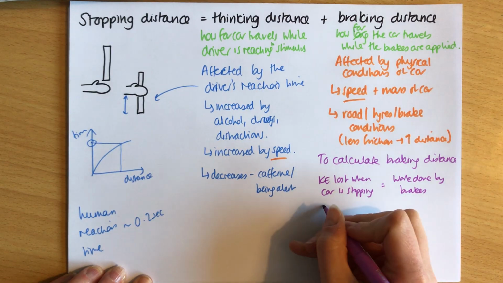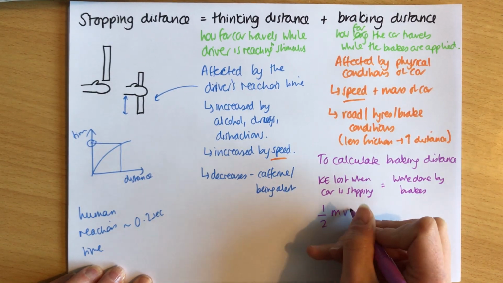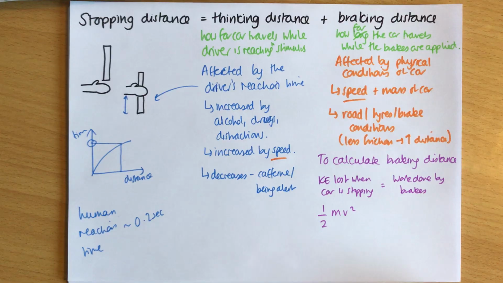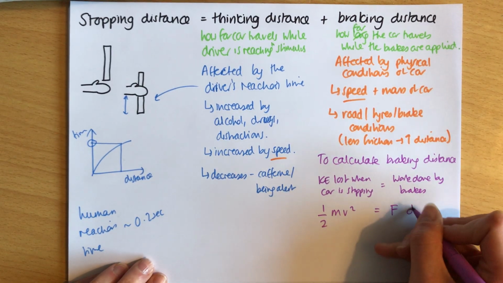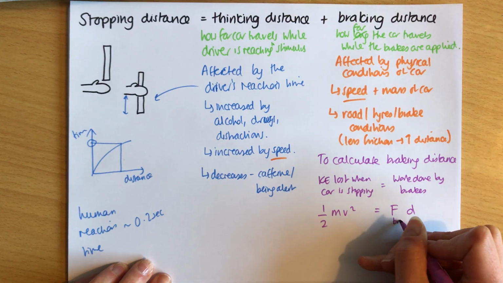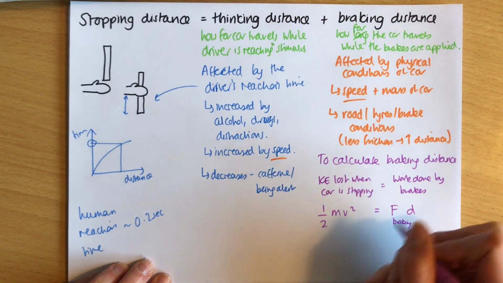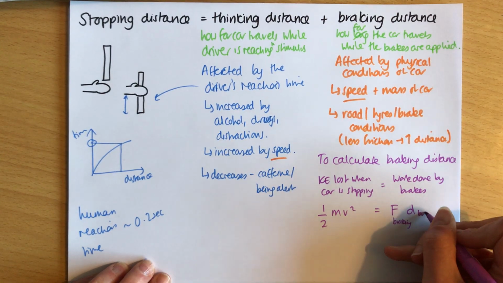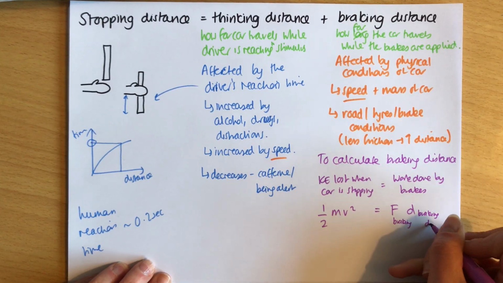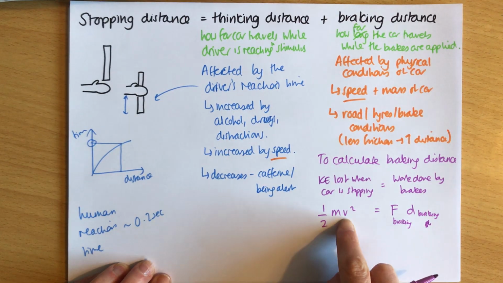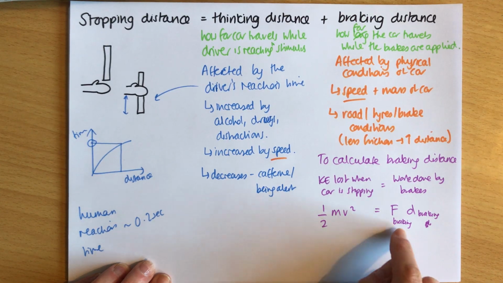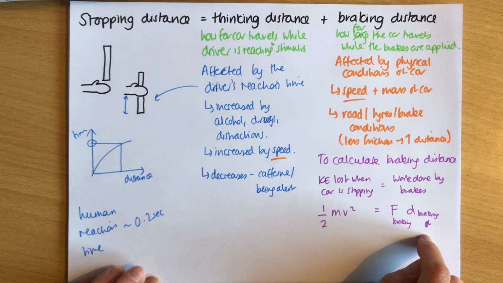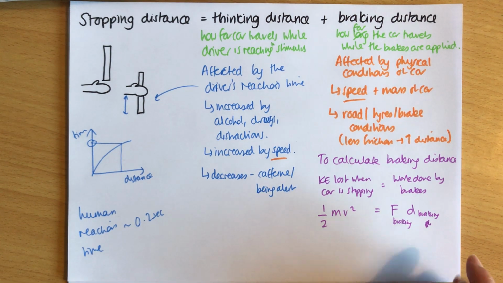Now, KE lost will equal 1/2 mv squared. The equation for kinetic energy is 1/2 mv squared, and the equation for work done is force times distance. Now, this is the braking force, or the force that the brakes can apply, and this is the braking distance. So if you know the initial speed of the car and how much the car weighs, or what the mass of the car is, and the braking force, you can work out how far it's going to take to stop. And this links back once again to speed.